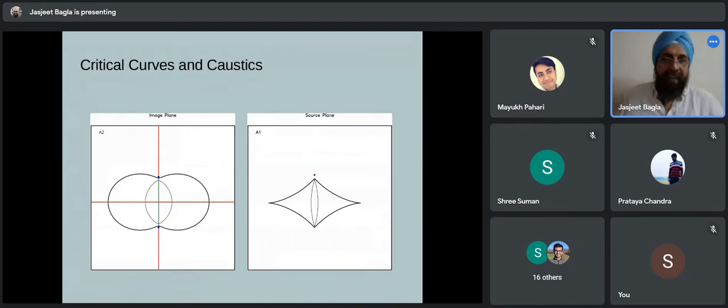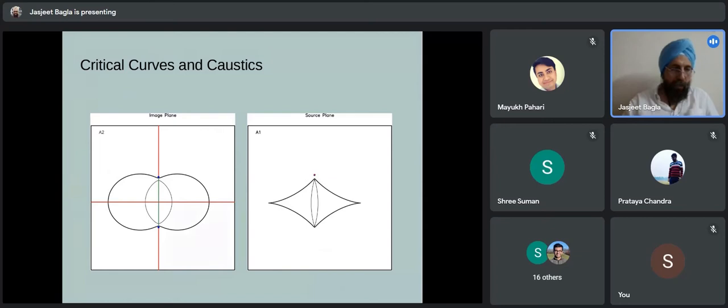So if I can find all possible points where cusps can form, then the set of those points gives me what are called A3 lines. And as we shall see, it is these A3 lines where all the interesting stuff happens.